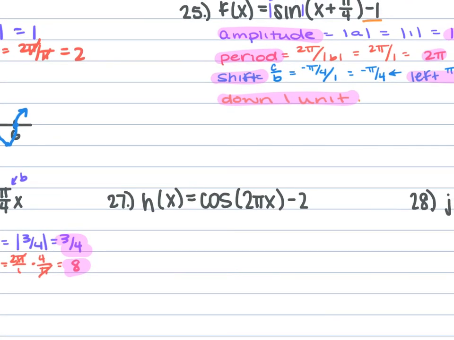For 27, we have h of x is equal to cosine of 2 pi x, minus 2. So here, our a is that 1, our b is the 2 pi, and then we don't have a c, but we have a downward shift of 2 units to finish this.